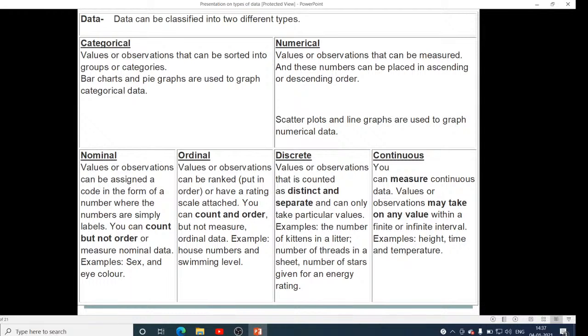The second one is ordinal data. Values or observations can be ranked, put in order, or have a rating scale attached. Already I explained, rating scale means 5 star, 4 star. Already you know that. You can count and order. We can order the ratings or ranks.